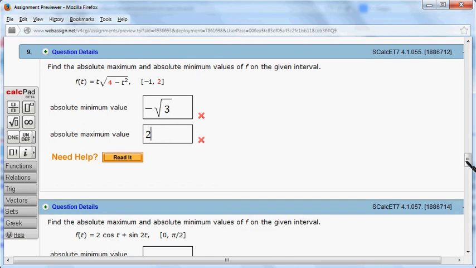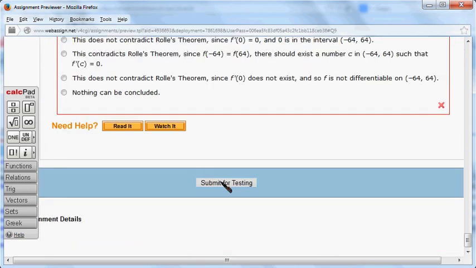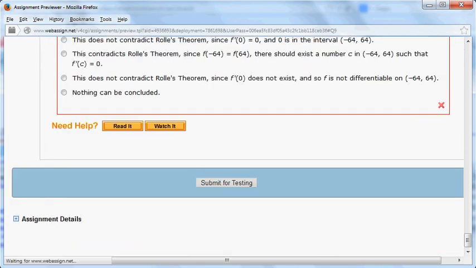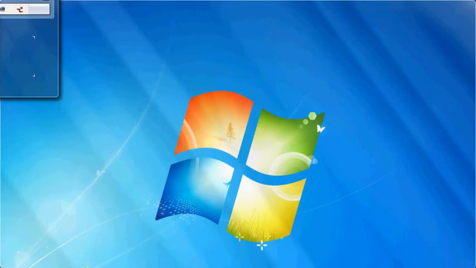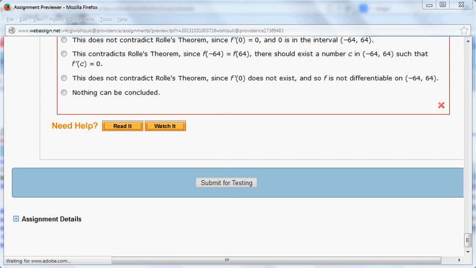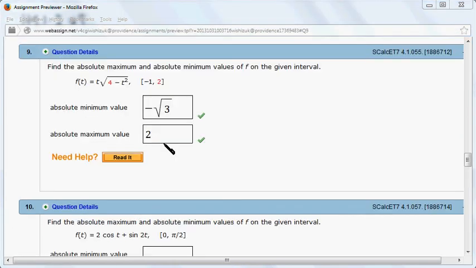All right, let's check the answer. All right, looks like we got these guys correctly. All right, that's it. I hope that this was clear.